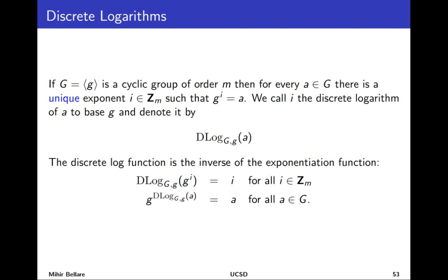But what is the value of that discrete log? Well, if a is g to the power i, then i, by definition, is the discrete log. So the discrete log of g to the power i is i. Similarly, what happens if I raise g to the power the discrete log of some point a? By definition, this returns i such that g to the i is a. So when I raise g to that power, I'll just recover a. So these two operations thus reverse each other.